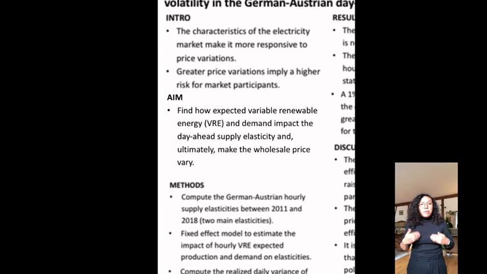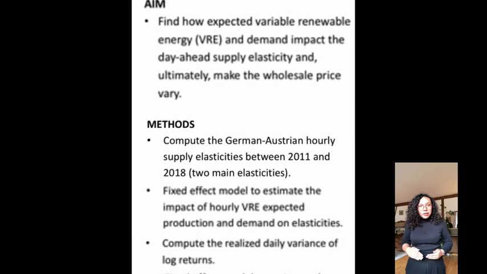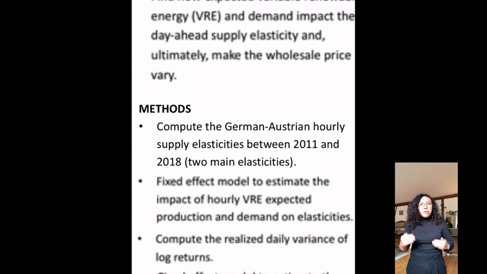My research explores how renewable production and demand expectations impact supply elasticity and in turn price volatility. Previous literature has identified the system intermittency and the merit order effect as two channels through which renewable affect price variations. My research adds elasticity as a new channel. The methodology that I follow computes hourly supply elasticities for the German-Austrian region between the years 2011 and 2018.